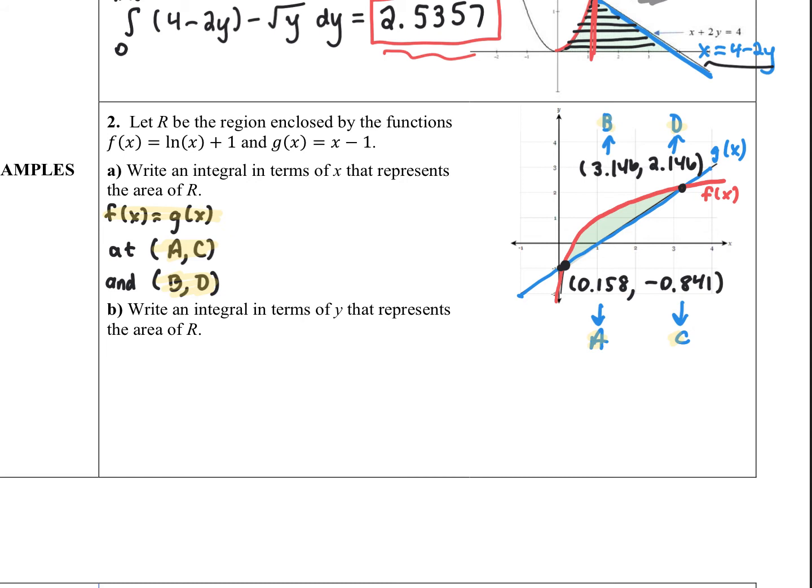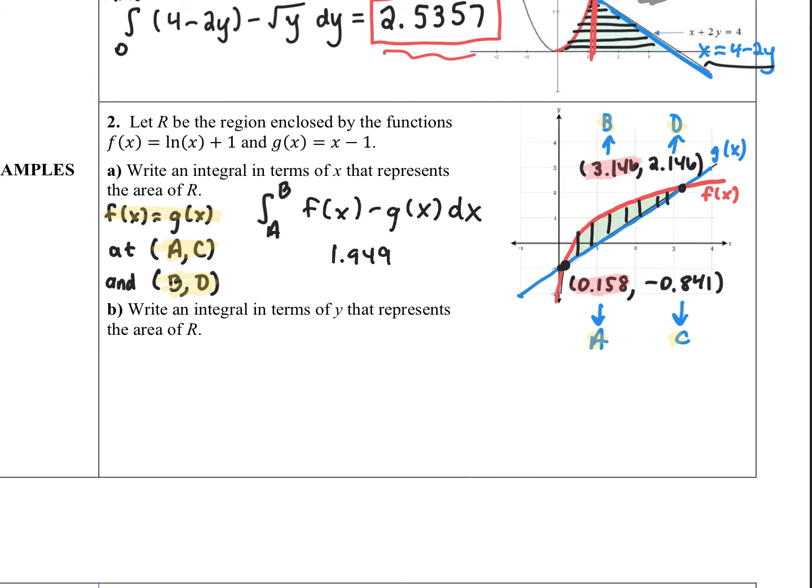respect to x, then I'm looking at an upper minus lower situation. And I can see I do upper minus lower from a low x value of 0.158 to a high x value of 3.146, and that gives me my limits. And then I just do upper minus lower, and I can see my upper curve is the red one, which is f of x, and the lower one is g of x, which is the blue one. Putting that in my calculator gives me an area of 1.949.